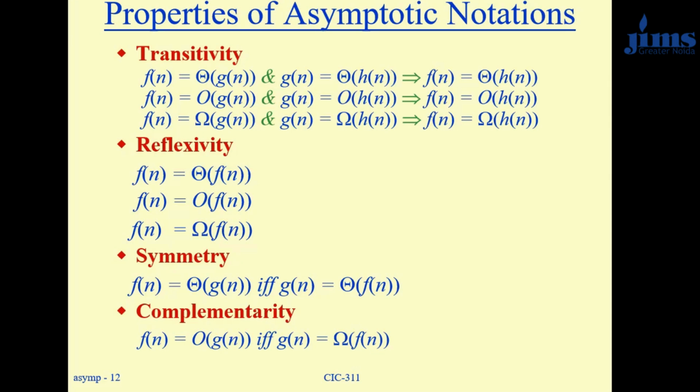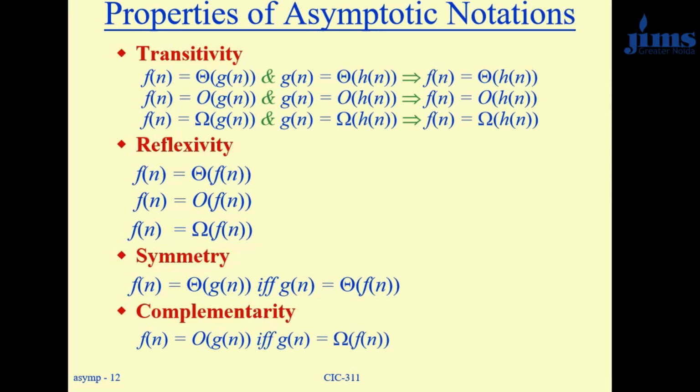Similar is the scenario with big O. If g(n) is acting as the upper bound of f(n) and h(n) is acting as the upper bound of g(n), then h(n) will be an upper bound of f(n) also. So in case of theta, a tight bound is established between f and h. In case of big O, an upper bound is established between f and h. And in omega notation, a lower bound is established between f and h under the two conditions that f(n) = omega of g(n) and g(n) = omega of h(n). So all three notations are transitive.